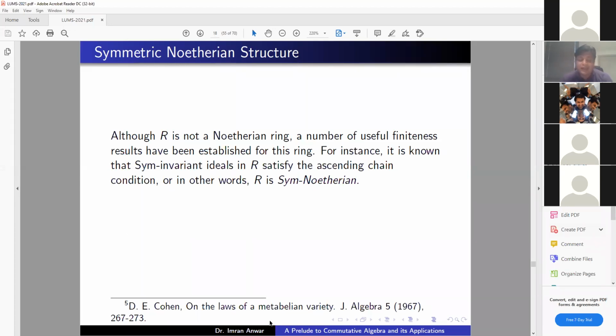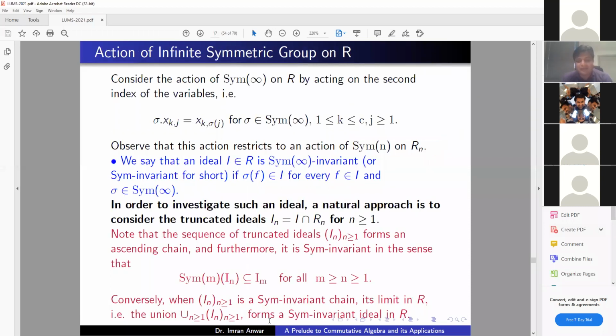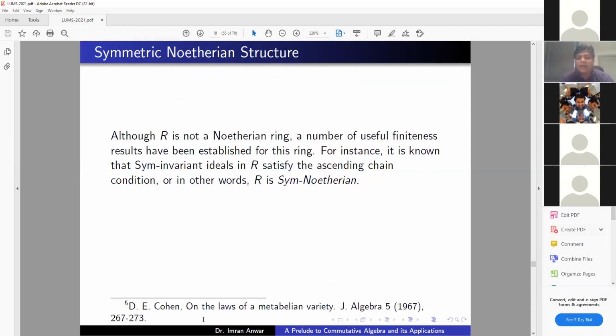So the ideals which are Sym-invariant, meaning those which undergo this particular change and satisfy this particular condition, are Sym-invariant ideals. You have seen the definition. And for these ideals, the ascending chain condition is verified. Any ring in which Sym-invariant ideals satisfy the ascending chain condition is called a Sym-Noetherian ring. So this is a modification of the symmetric Noetherian ring. This particular terminology was introduced by D. E. Cohen.